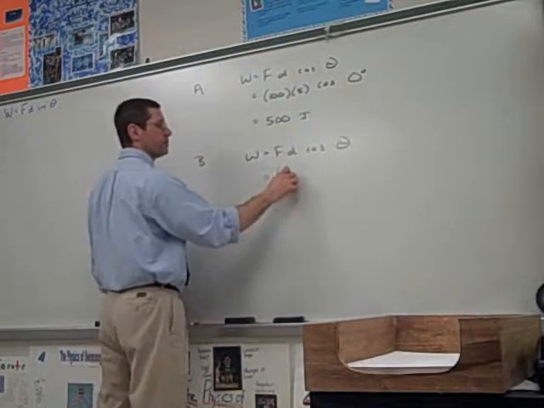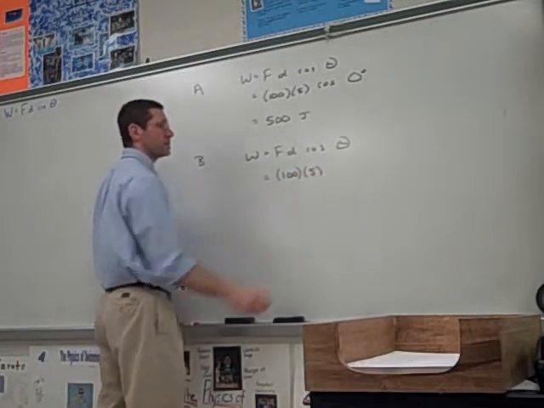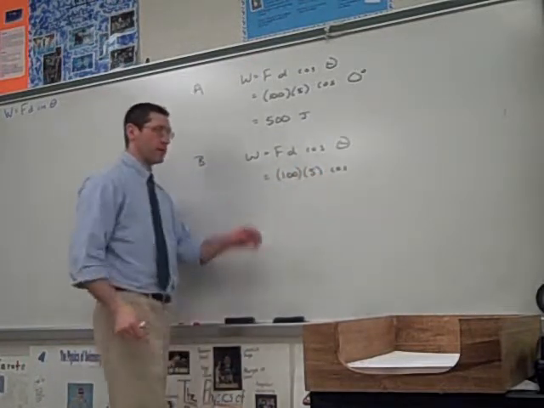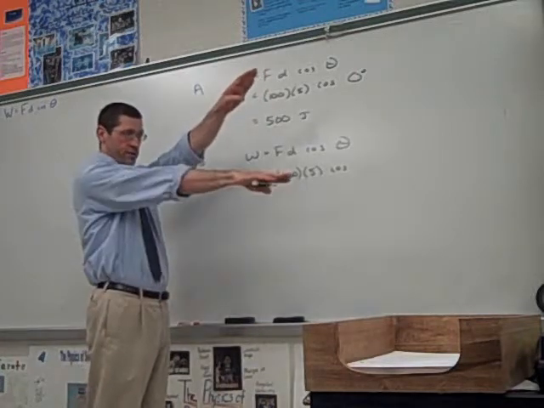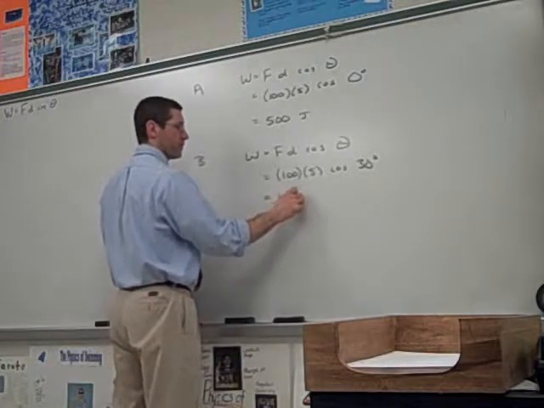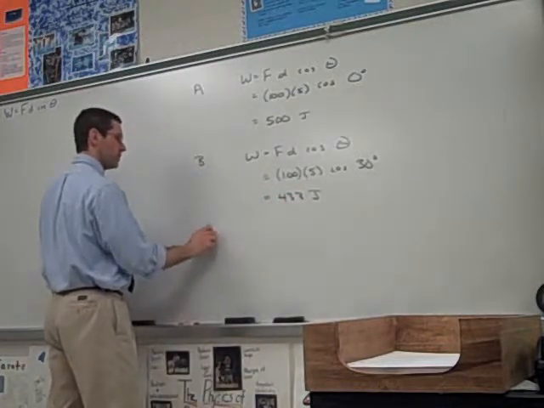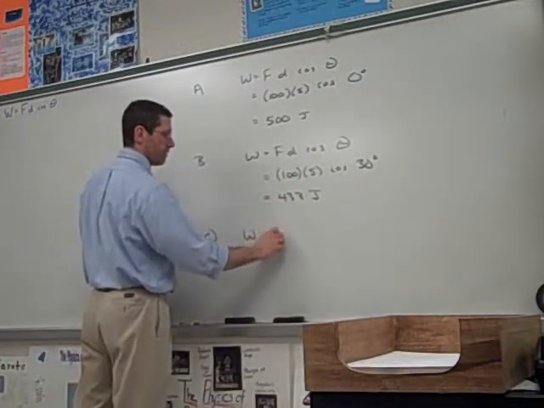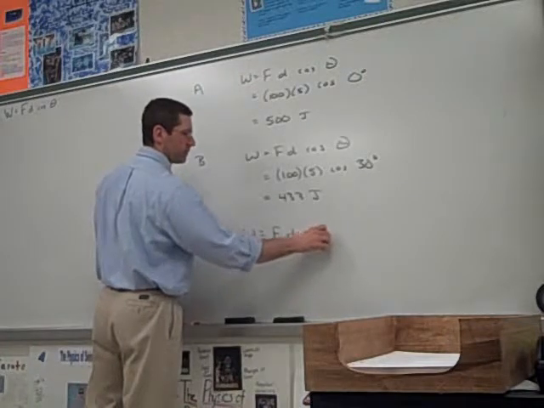B, same equation. It's still 100 newtons, still 5 meters. But now the angle, the force is like that, and the direction is that way. So it's cosine 30, and you get 433 joules. Part C, F d cosine theta again.